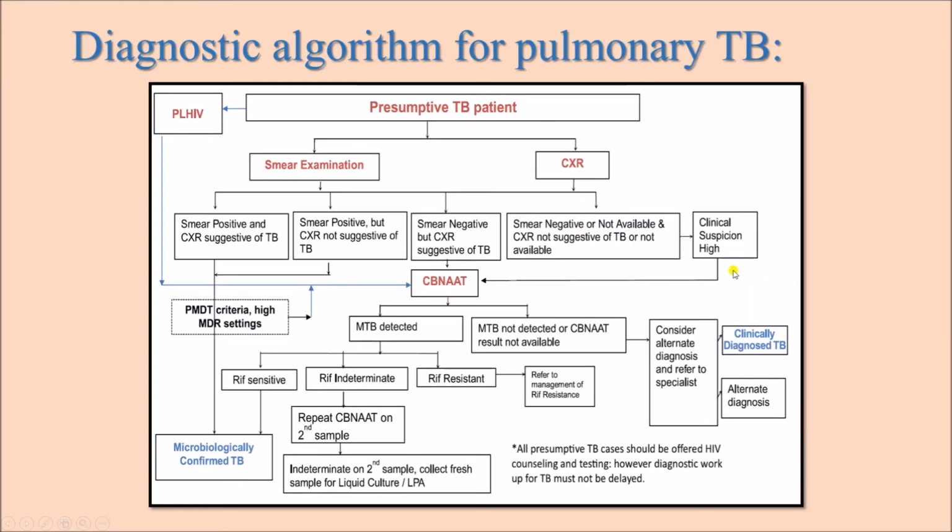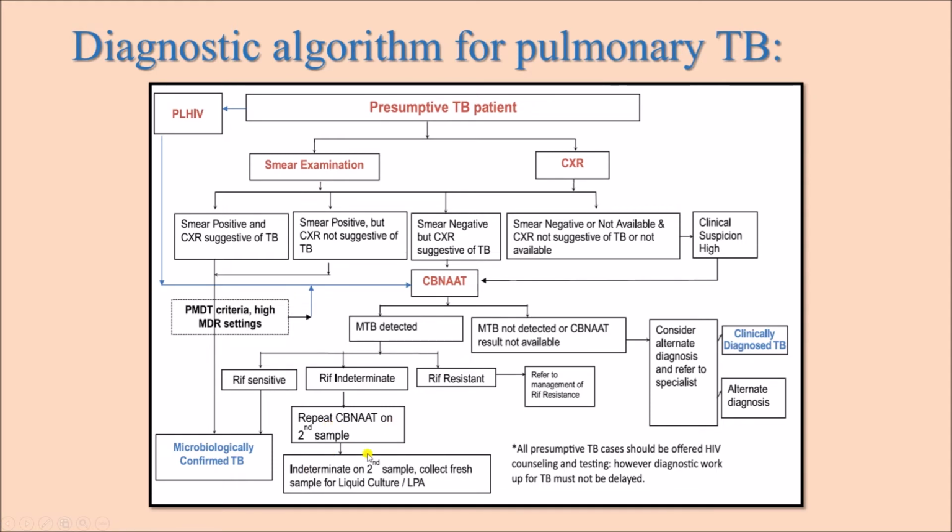Coming back here, and also if there is PLHIV, that means a person living with HIV infection. So an HIV infected person should always go for CBNAT exam. Now from the CBNAT result, we can detect the tuberculosis. In that case, we go for the rifampicin sensitivity test. You remember the advantages of CBNAT? We mentioned that we could know about the sensitivity to rifampicin. So if rifampicin sensitive, then that is good. The result can be indeterminate. Then in that case, we have to go for the CBNAT again. So we have to take a second sample and do the CBNAT again.